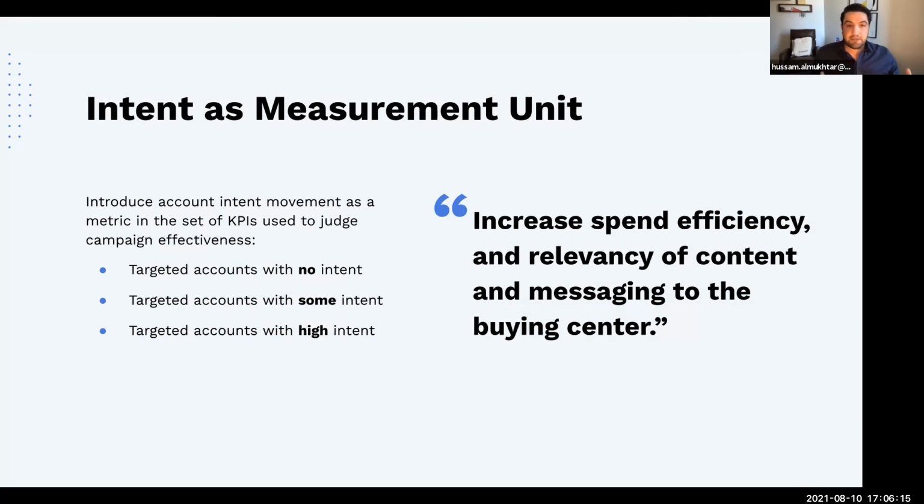And if I start thinking about intent as a unit of measurement, I will start introducing this as another way for me to slice my funnel a little differently. And now I could introduce this unit of intent with no, some, or high intent, and it gives me another slice for my campaign performance, and it helps me understand what I can do with these different accounts and different levels in order to increase my spend efficiency, be more relevant to my buying center through the different messaging.